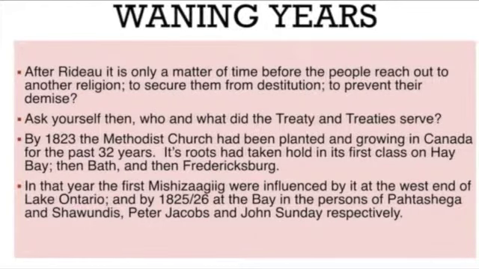By 1823, the Methodist Church had been planted and growing in Canada for the past 32 years. In that year, the first Mississauga were influenced by it at the west end of Lake Ontario. And by 1825-26, at the Bay, in the persons of Potajega and Shawundis, Peter Jacobs and John Sunday, respectively.